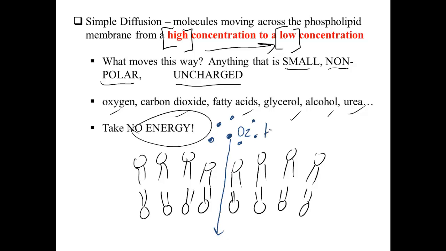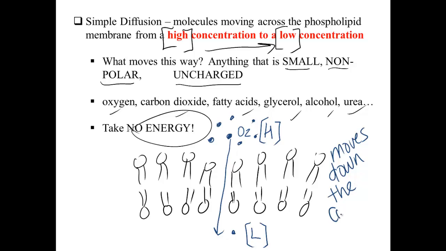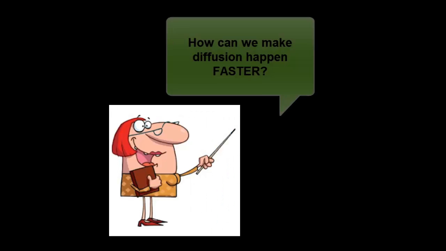Of course, it won't take energy if it's moving from a high concentration towards a low concentration, where there's a lot of it, towards where there's not very much of it. And when we say that we're moving from a high concentration to a low concentration, we can also say that the molecule is moving down the concentration gradient. And all that means is it's going from high to low. It's moving down the concentration gradient.